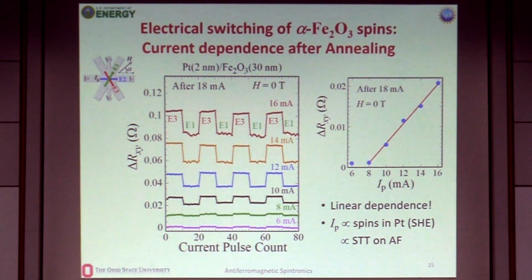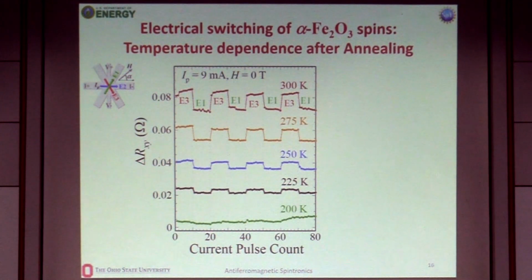After annealing, if you can switch the antiferromagnet, it should come from the spin transfer torque. That torque should depend on how many spins you accumulate at the interface, and that number of spins should be linearly proportional to the pulse current magnitude. We apply 1 millisecond, so it's very long, so let's not consider the time effect. But this is directly proportional to the pulse current magnitude. 6 milliamp is away from there, so there must be some nonlinear dependence when you have a low pulse current.